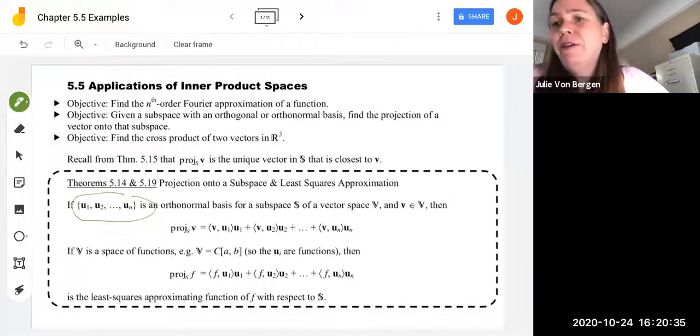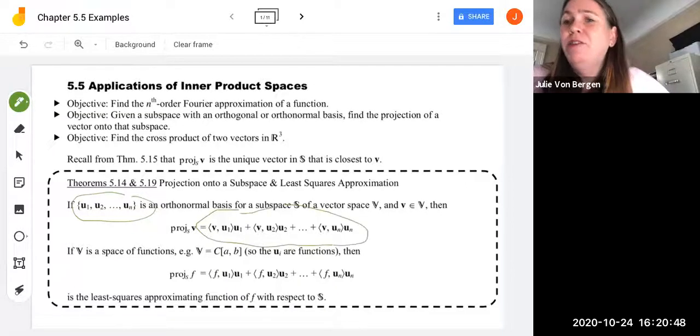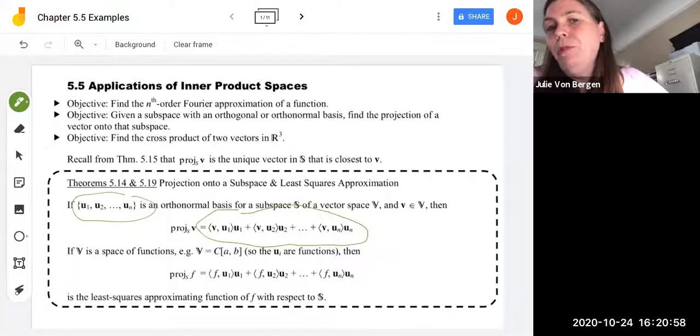And if v is a vector in V, then the projection of v onto S is calculated by the inner product of v with u1 multiplied by the vector u1, and so on through the inner product of v with un multiplied by the vector un. And remember, these inner products are going to give us scalars, so the coefficients for this linear combination.